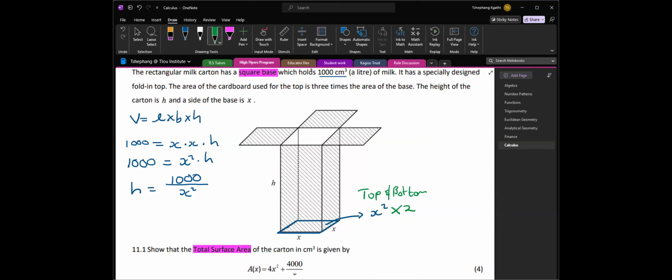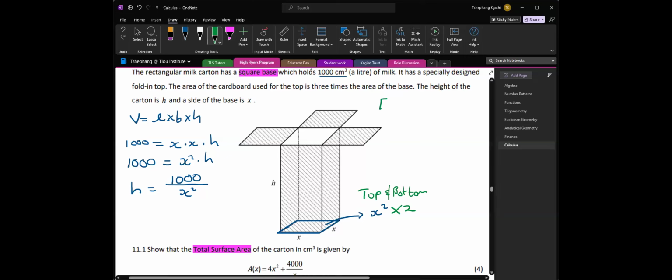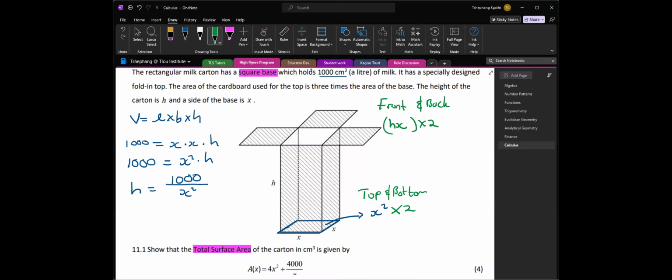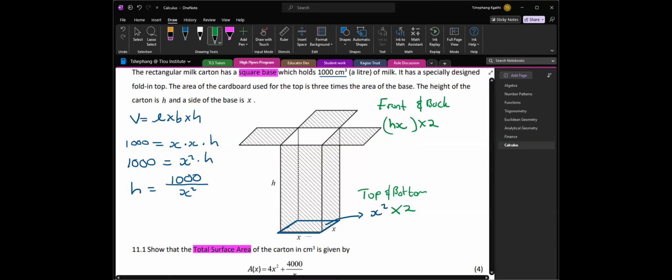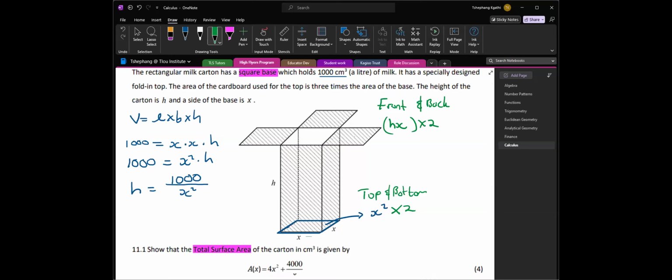Okay. Then there's the front and back. What is the area of the front and the back? It's just h multiplied by x. But I need to multiply this by 2. Please make sure that you are following, that you are with me. So the area of the front is the height multiplied by x. But this side that we are looking at in front also exists at the back. That's why I'm multiplying by 2.